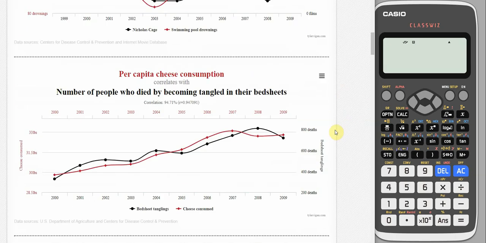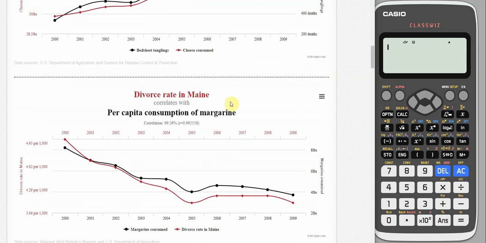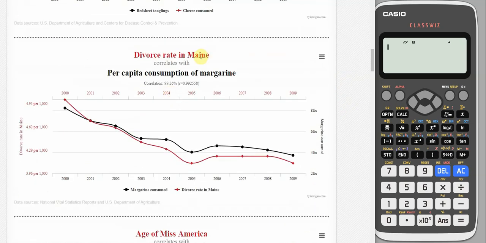Let's just have a look at another one. Per capita cheese consumption correlates with the number of people who died by becoming entangled in their bed sheets. Is this just happening by chance, this data, or is there actually a causal link? We've also got divorce rate in Maine, which I believe is in the United States, and then correlates with per capita consumption of margarine. So people are eating less margarine, and the divorce rate seems to be going down at about the same rate.